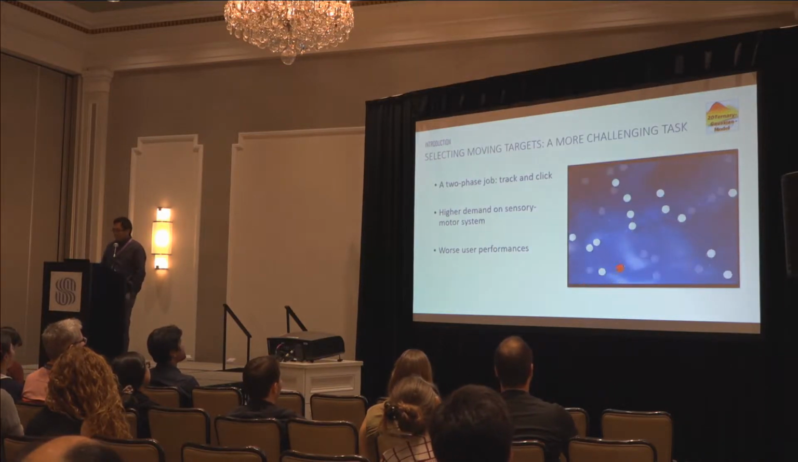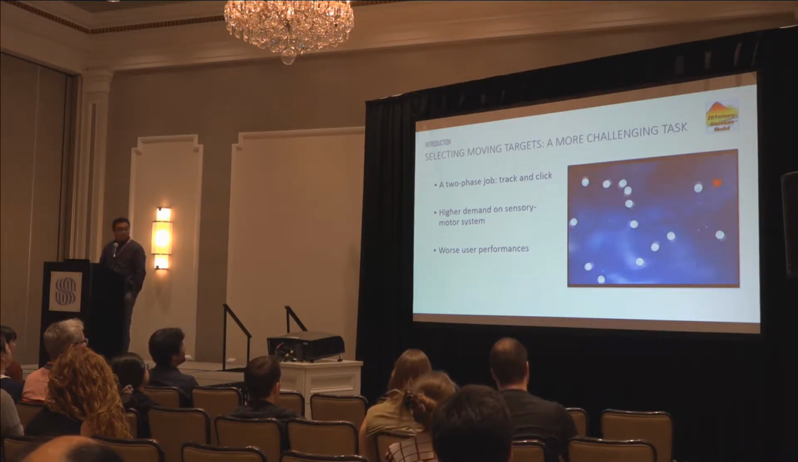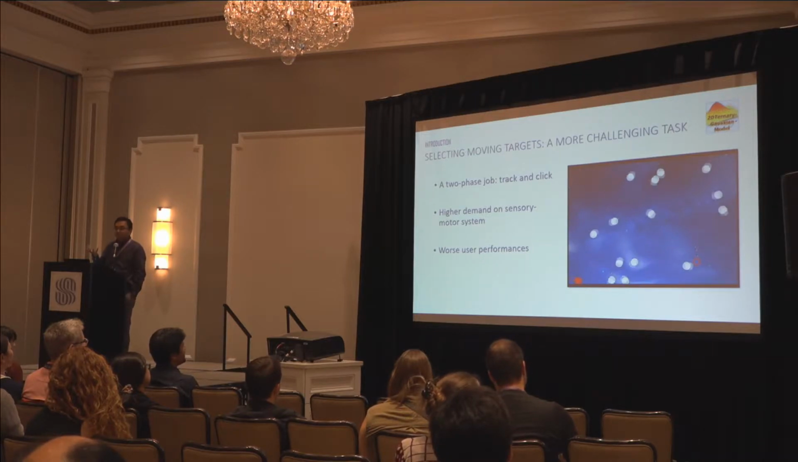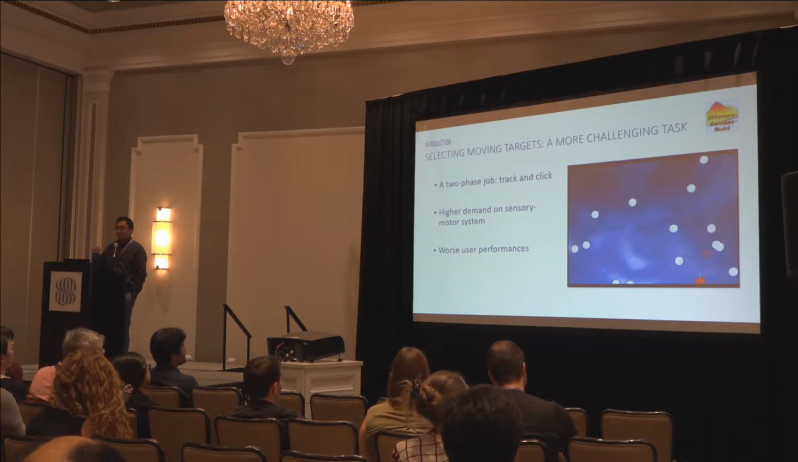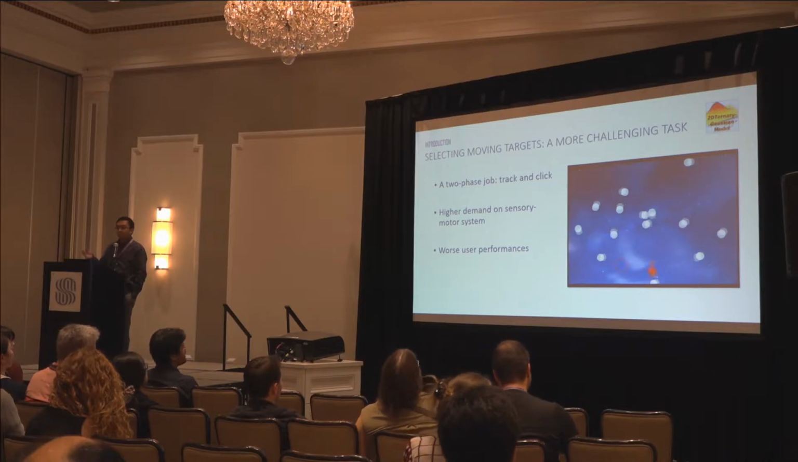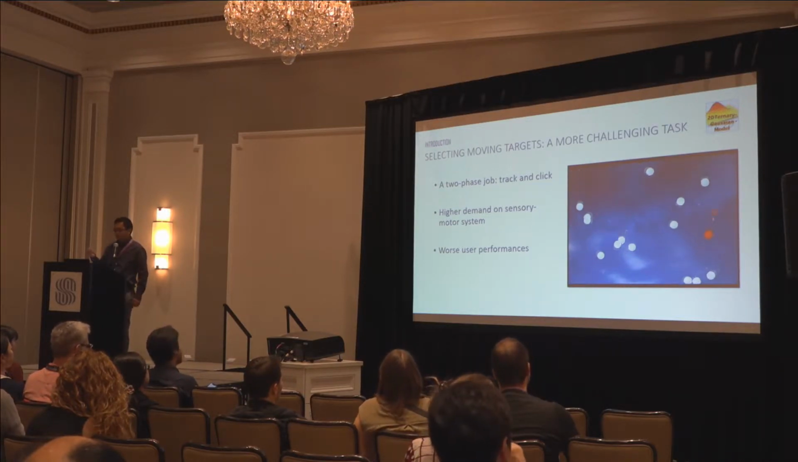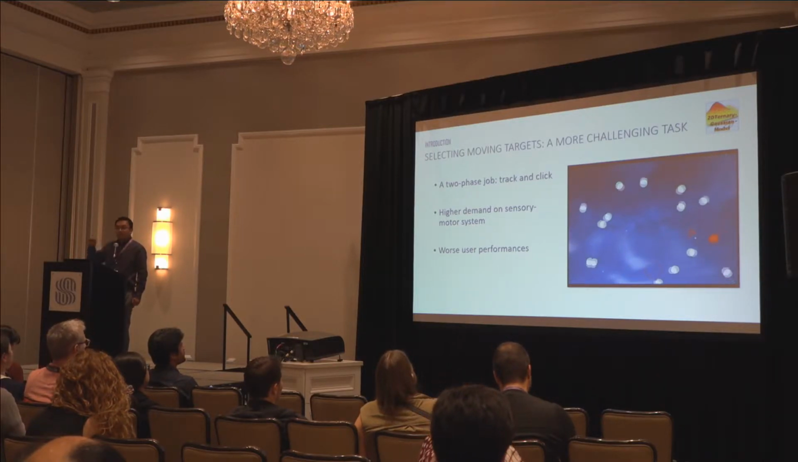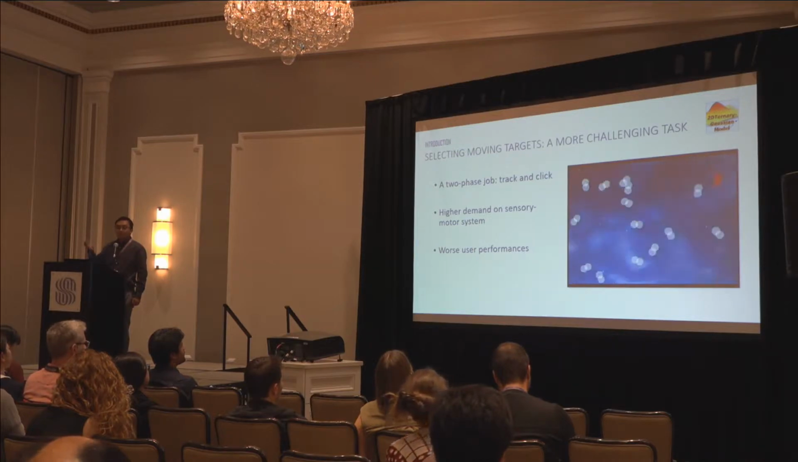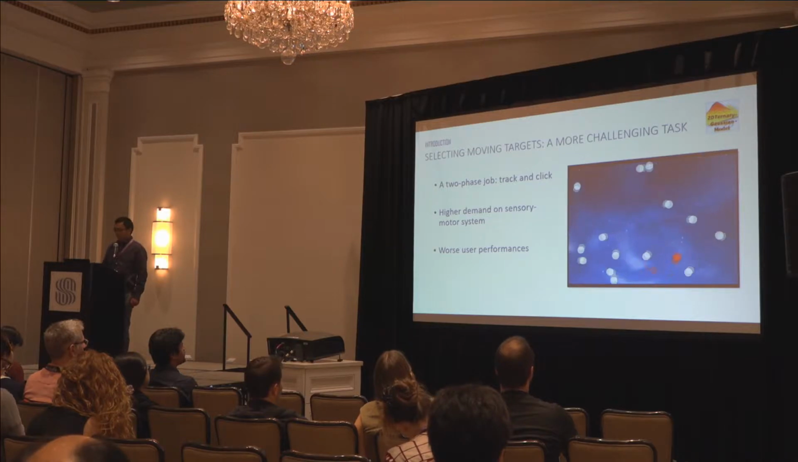But selecting a moving object is actually a very challenging task, because it involves two steps. First, you have to track the object. Second, you have to select it. It turns a one-step job for static target selection into a two-phase job, and it also introduces high demand on the sensorimotor system. So typically, selecting a moving target understandably results in worse performance compared with selecting a static target.